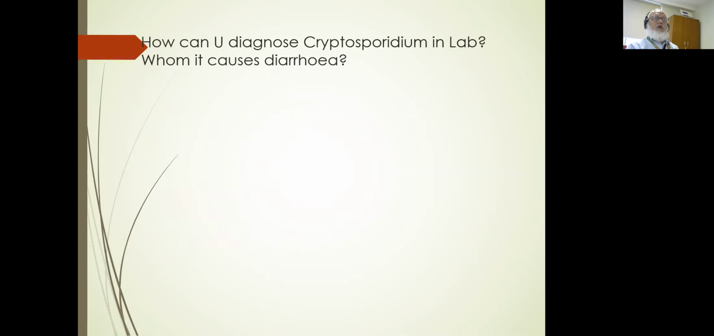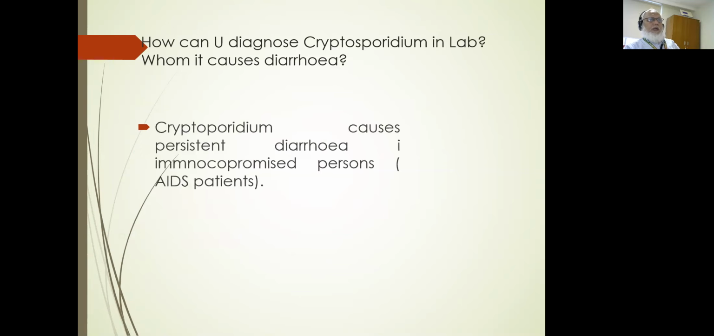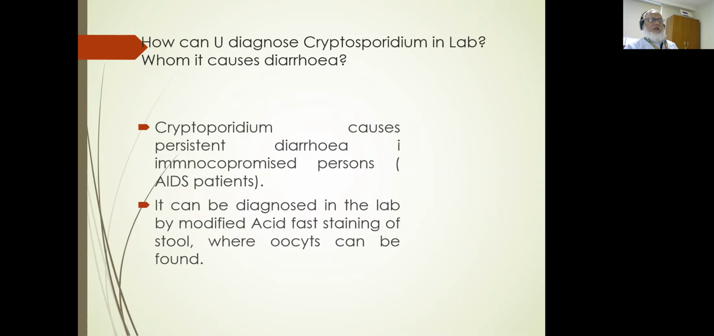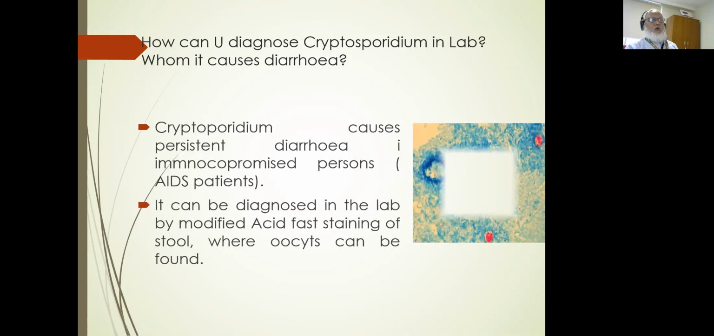How can you diagnose Cryptosporidium in the laboratory? Cryptosporidium causes diarrhea, persistent diarrhea in immunocompromised patients, that is AIDS patients and any other immunocompromised. It can be diagnosed in the lab by modified acid fast staining, where oocysts can be found. It can also be diagnosed by direct fluorescent test.